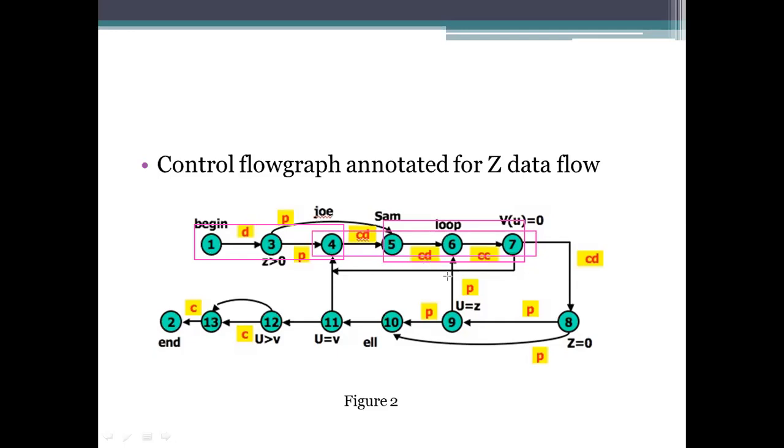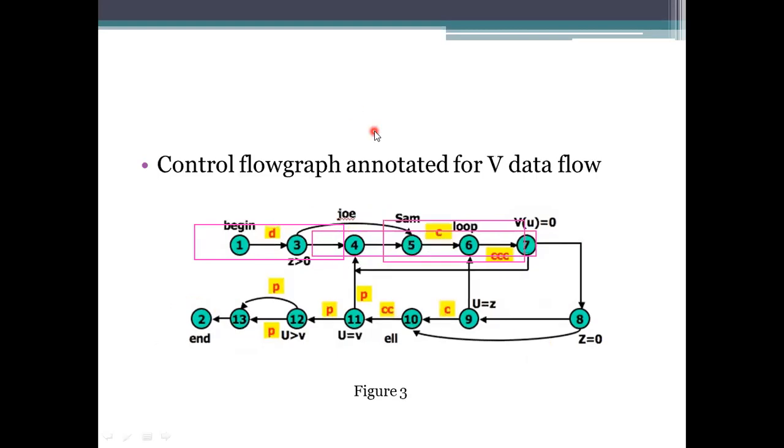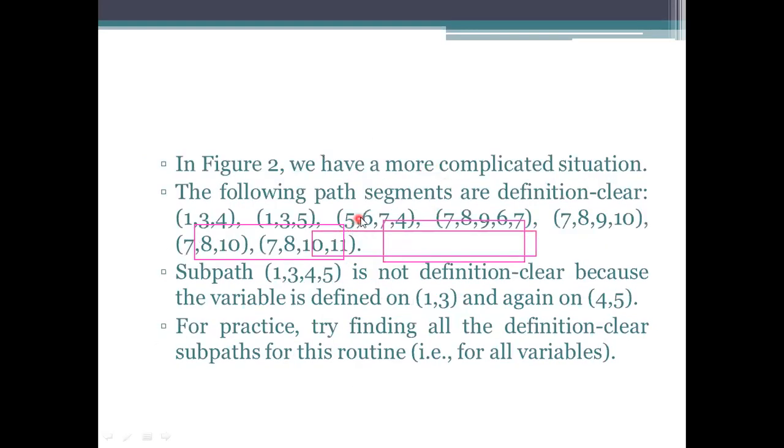Whether it is possible or not, see here. We started from 5, 6 and then next 7, and have reached this 4. After 4, it is being defined, so by reaching 4 it is not being redefined here. Only from 4 to 5 is it redefined. So these are the definition clear paths we are having. There are many representations for processing, such as 5, 6, 7, 4 and some other paths also.